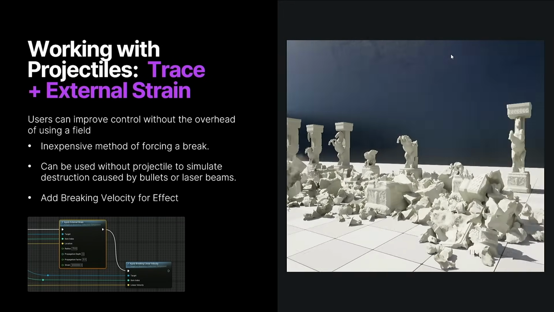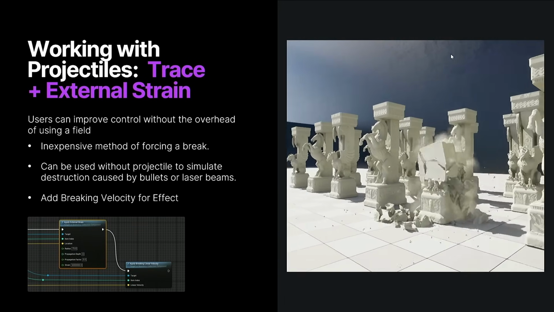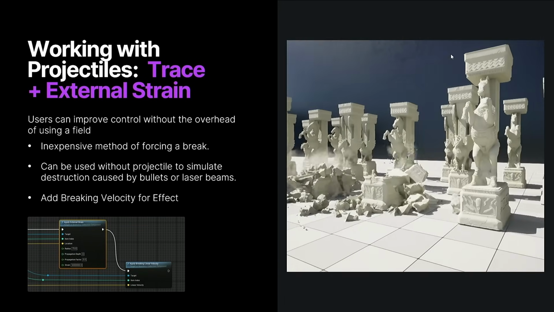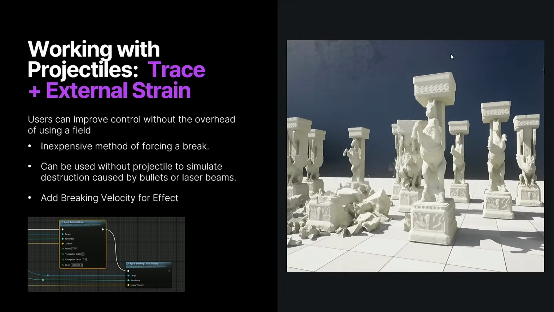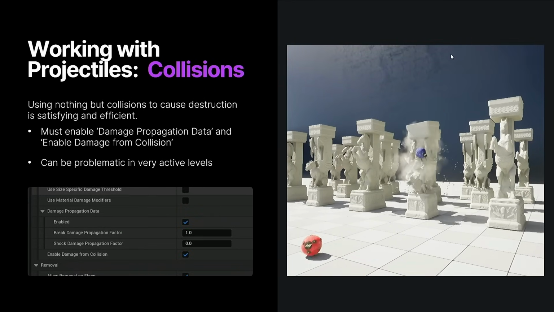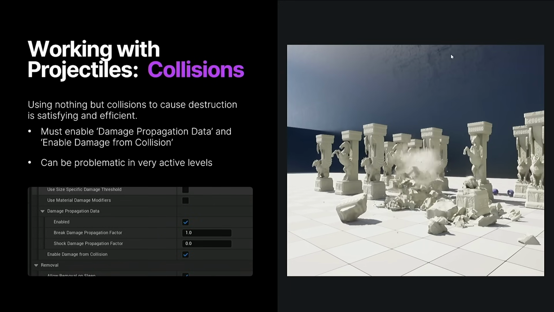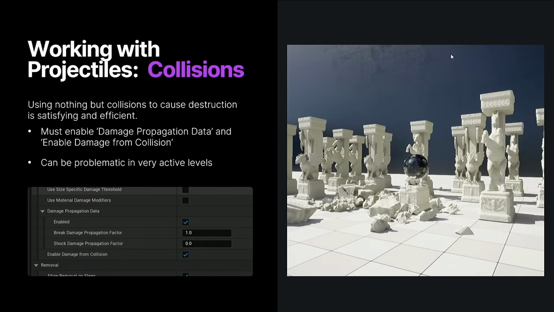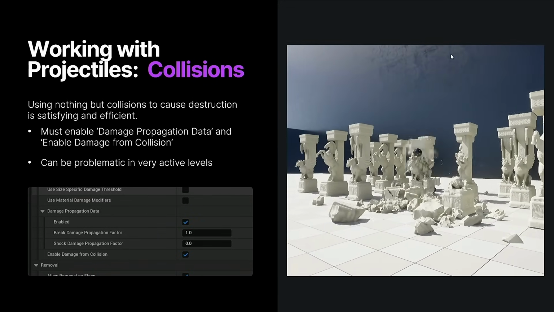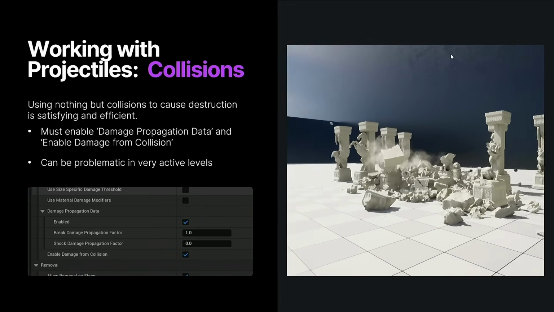I find that I usually don't need it because once they break and start having velocity, they start bumping into each other and rotating anyway. So this one is surprisingly exciting. This is just using collisions. This is no fields, no strains, no nothing. And I was going to show you how terrible of an idea it is, but it actually works really good.